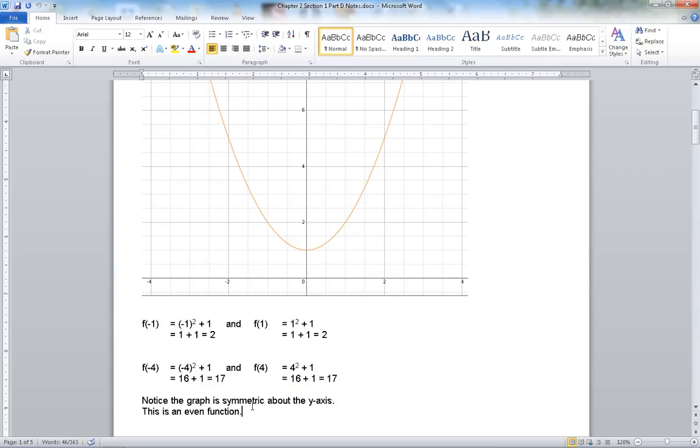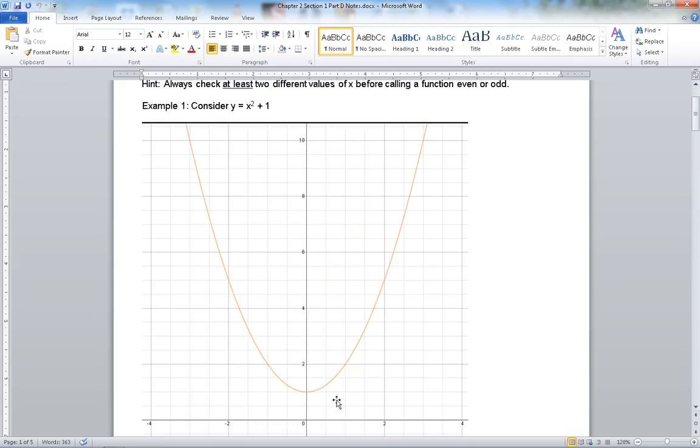Notice that this graph is symmetric about the y-axis. And this actually is an even function. If you take the part to the left of the y-axis and you could fold this graph on the y-axis and flip it over to the positive side, the left and the right side would line up right on top of each other. That's your definition of symmetry across the y-axis: if you fold about the y-axis, the graph would line up on top of itself.